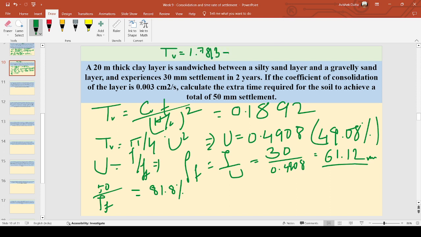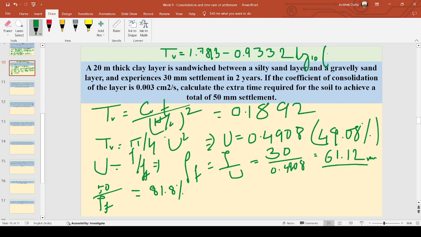Can anyone say the formula of TV when U is more than 60%? It is 1.781 minus 0.9332 log to the base 10, 100 minus U. I hope you said the correct answer: 0.9332 log to the base 10, 100 minus U.